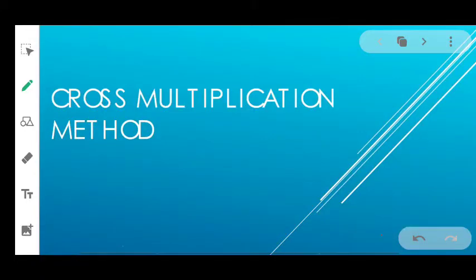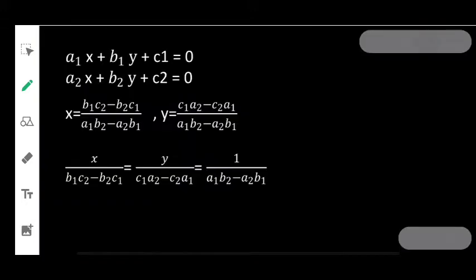Good morning, students. In the previous class we learned how to solve simultaneous linear equations in two variables by the substitution method and the elimination method. Today's topic is the cross multiplication method. So here are two linear equations: a1x plus b1y plus c1 equal to 0 and a2x plus b2y plus c2 equal to 0. This is the standard form of simultaneous linear equations in two variables.